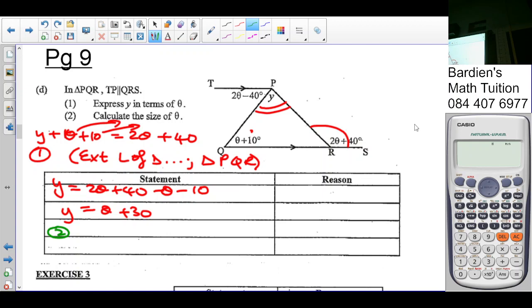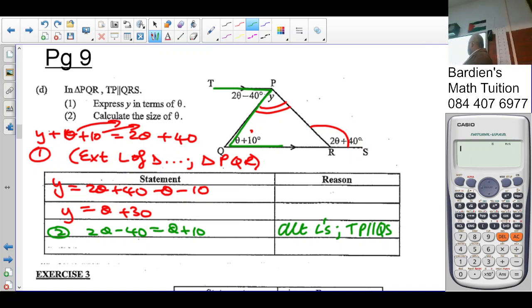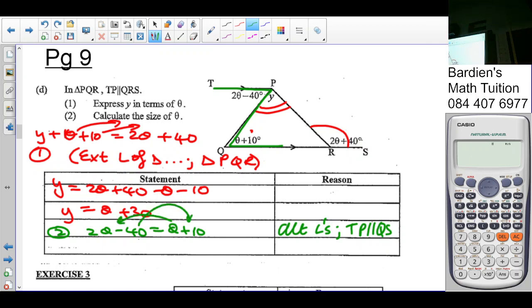In number two, they ask you to calculate theta. Okay, so earlier on we said that the alternate angles are equal. Not so? So we can say that 2 theta minus 40 is equal to theta plus 10. And where do I get that from? The fact that it's alternate angles with TP being parallel to QS or QR or QRS. Okay? We take theta over, negative 40 over. So 2 theta minus theta is equal to 10 plus 40. So theta is equal to?